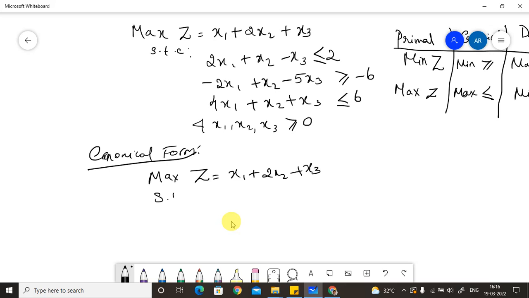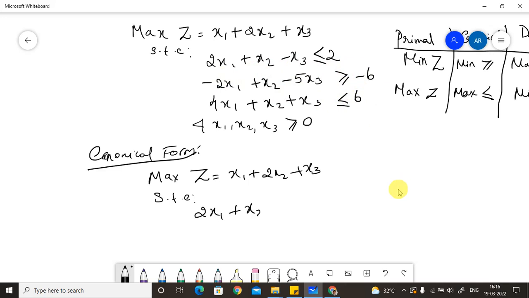Now when I look at the constraints, I should see what the inequalities are here. As I told you, for the canonical form of a maximization problem, everything should be less than or equal to. In our case the first and third constraints are satisfying this, but not the second constraint. So the second constraint has to be converted into less than or equal to. To do that, all the signs will get interchanged. So now we'll write the entire three constraints in the canonical form for the given problem.